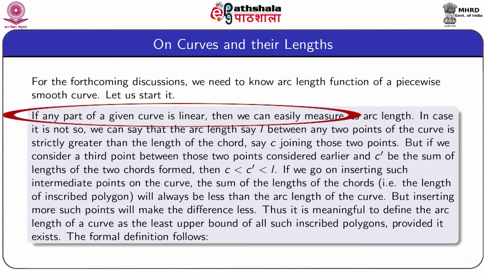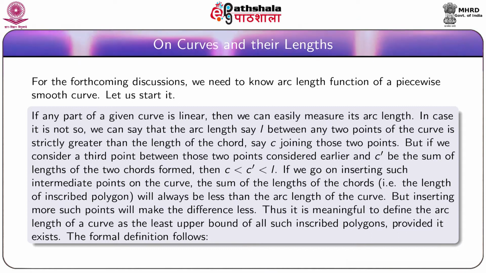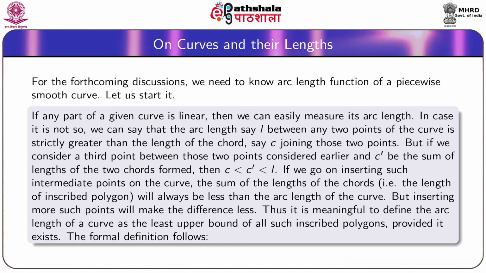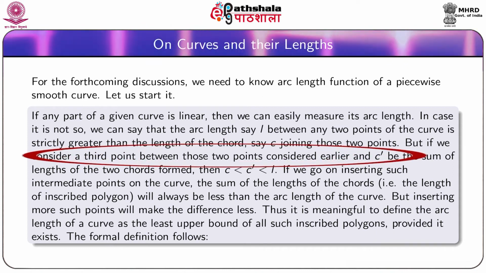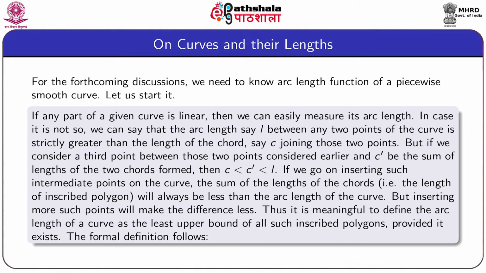If any part of a given curve is linear, then we can easily measure the length of the linear part, that is its arc length. In case it is not so, we can say that the arc length, say L, between any two points of the curve is strictly greater than the length of this chord. Say the length of the chord is C and the chord joins these 2 points. Now, if we consider a third point between those 2 points considered earlier, and if C dash be the sum of the lengths of these 2 chords formed, then we have C strictly less than C dash, which is strictly less than L.